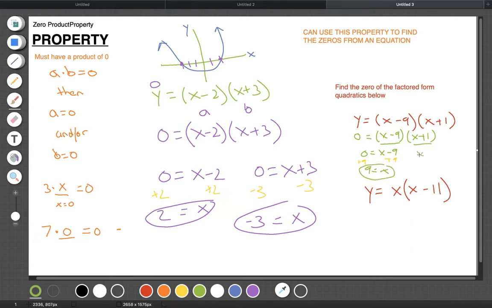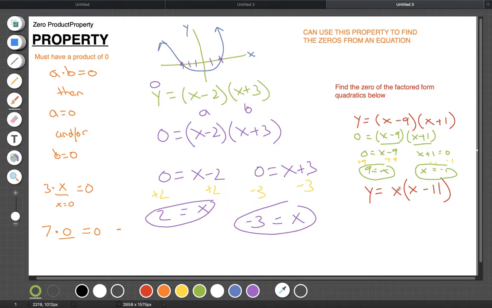So x plus 1 equals 0. Okay, well, obviously that's minus 1. So x equals -1. Okay, so it's that fast. That's all you really have to do. Set each of these equal to 0 and solve for x.